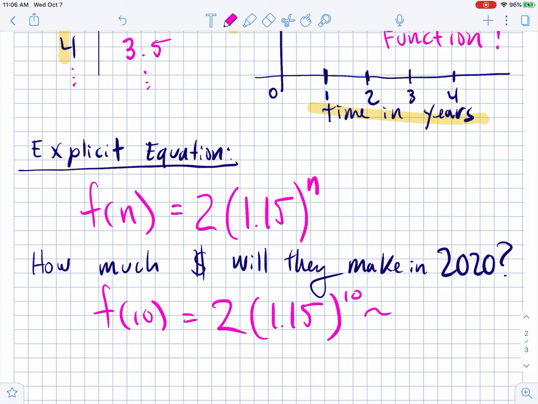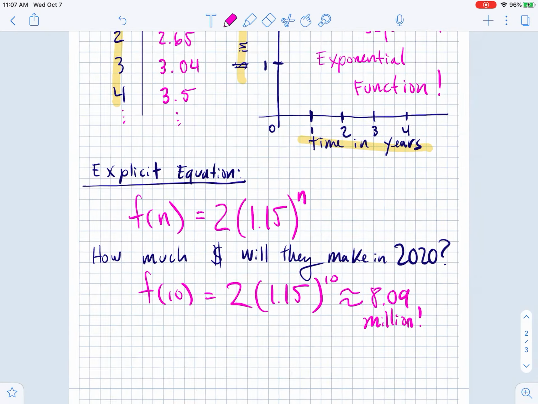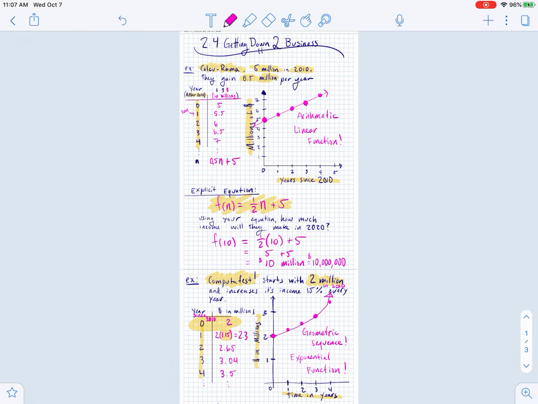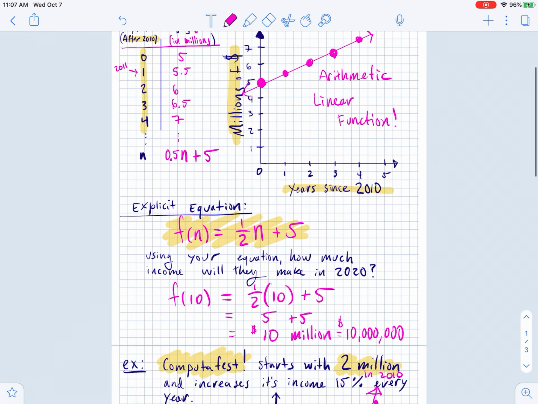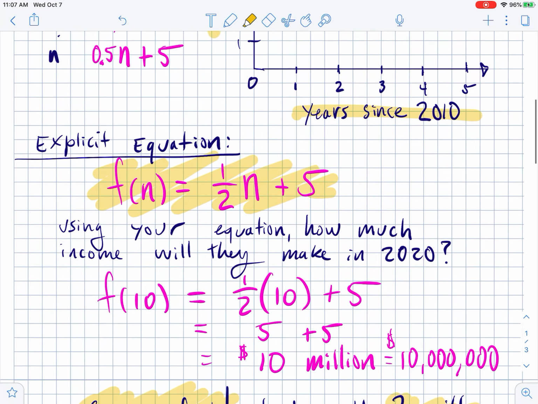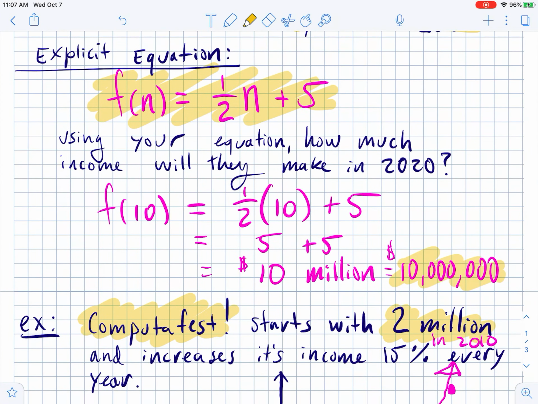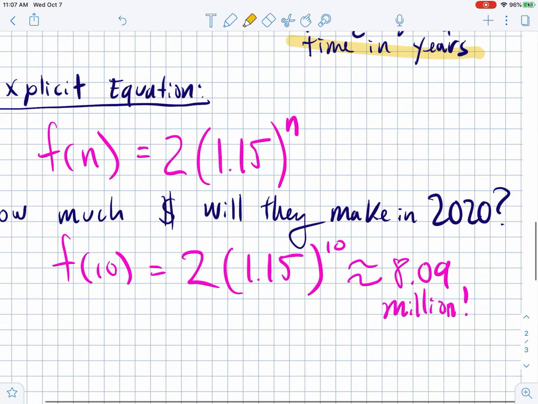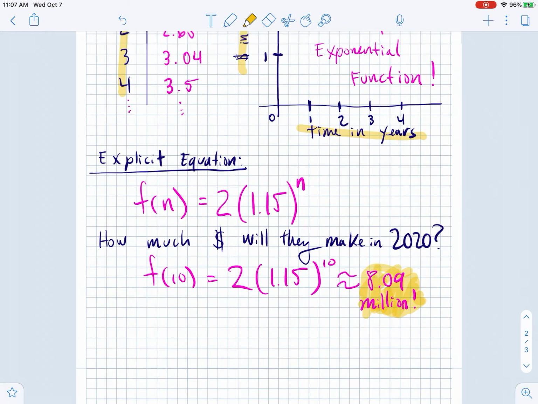8.09. About. And that's million, mind you. So, let's go back to what was happening with the first company in 2010. So the first company in 2010 was linear, and they were growing arithmetically, and they were getting 10 million in 2010. ComputerFest is getting 8 million in 2010.